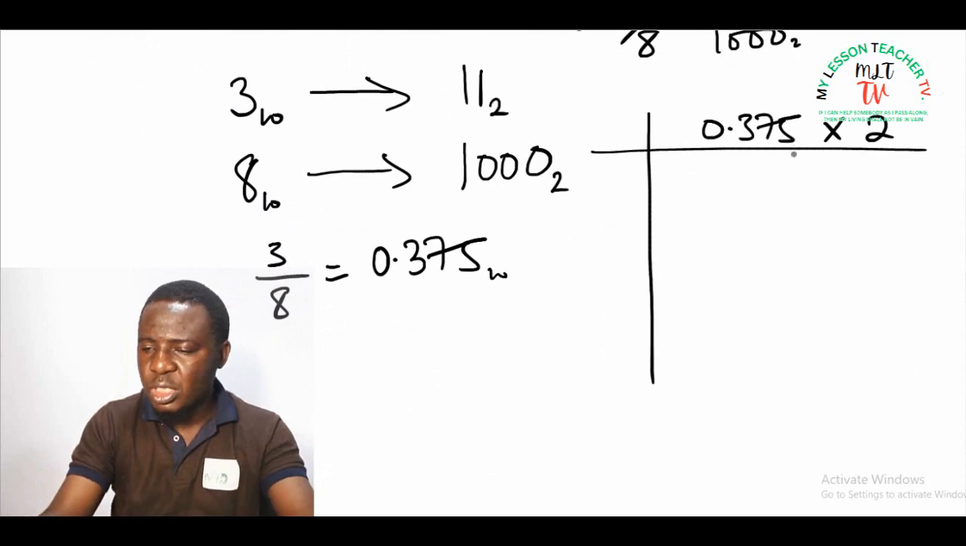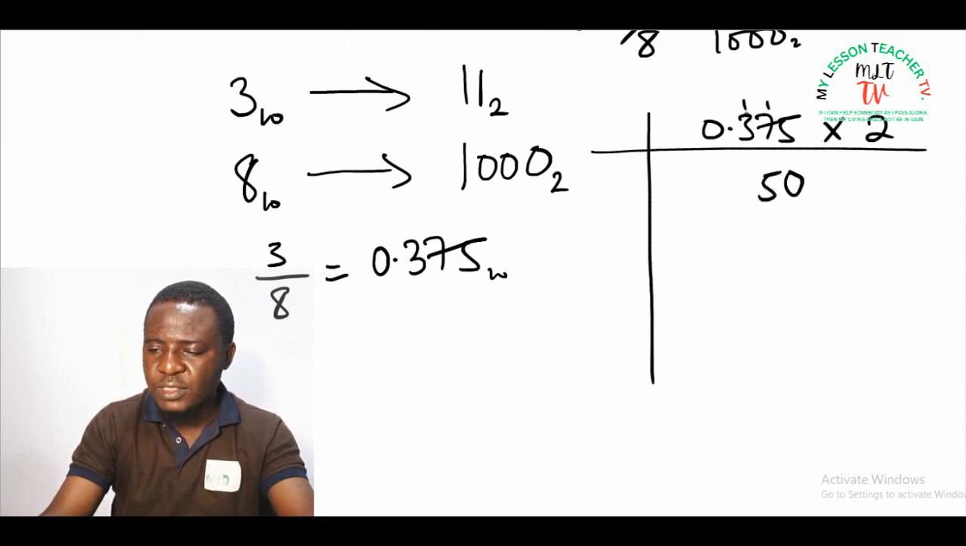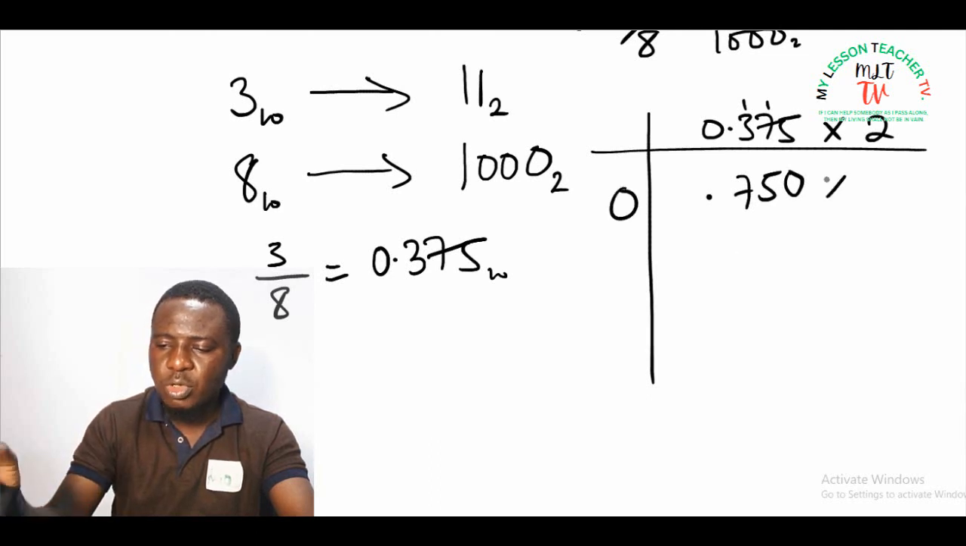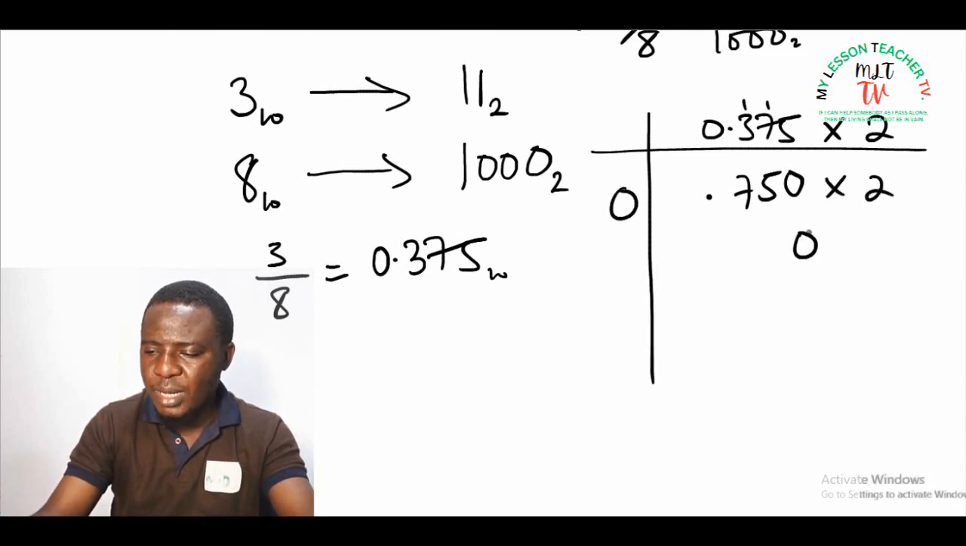So this becomes 2 times 5 is 10. You write down 0, carry 1. 2 times 7 is 14 plus 1, 15. Carry 1. 2 times 3 is 6 plus 1 is 7. 2 times 0 is 0. You bring it to the other side. Multiply this by 2 again.